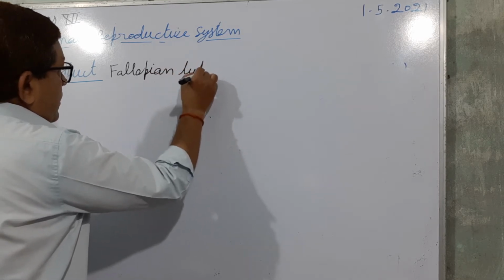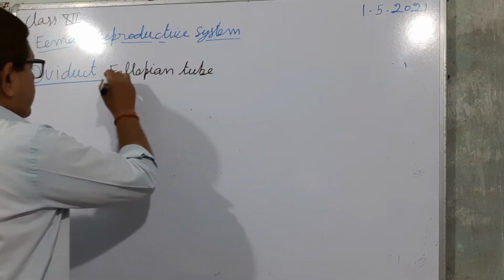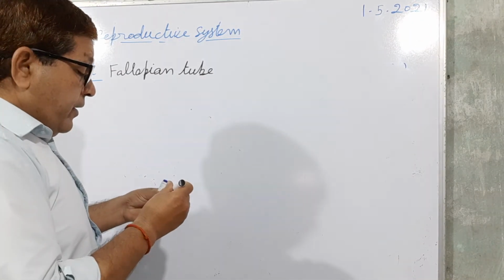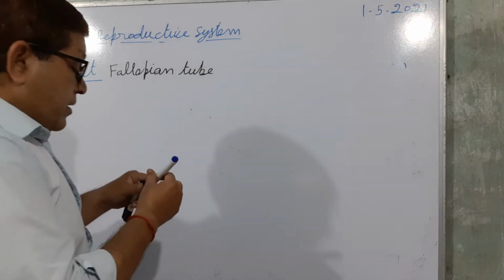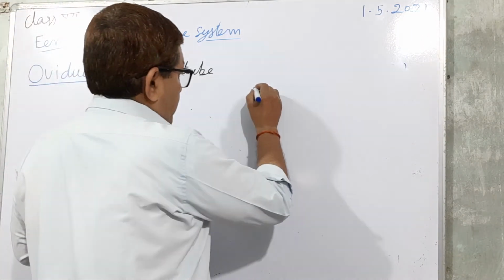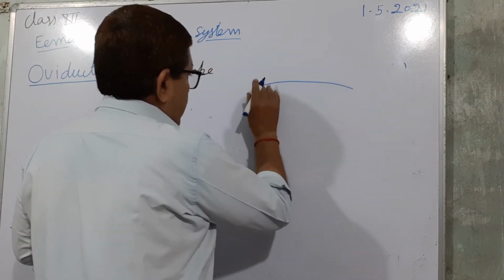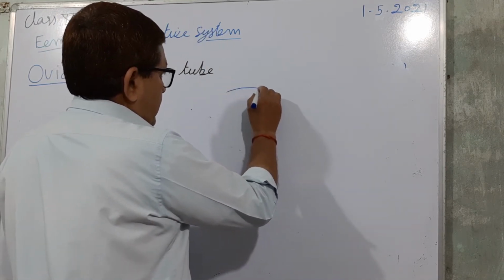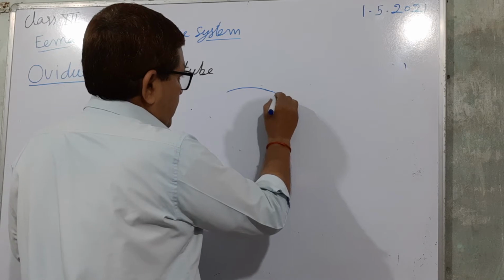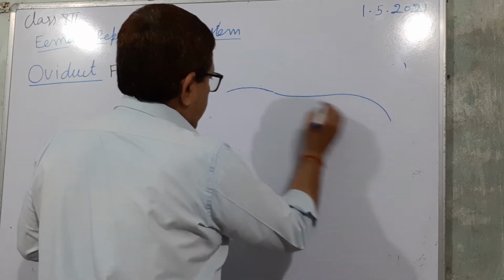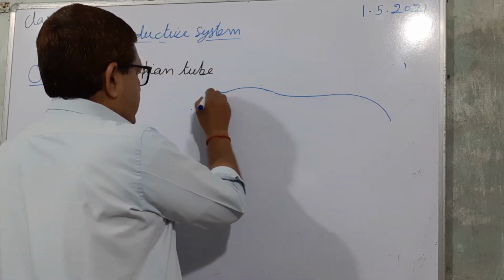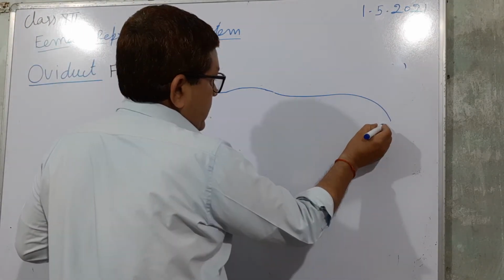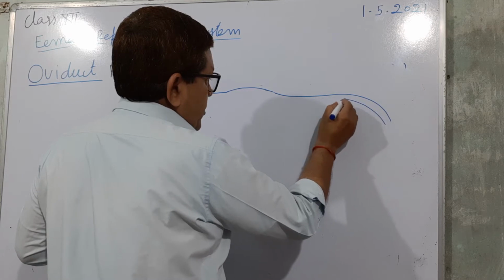Fallopian tube. So there are a pair of fallopian tubes when we studied about the structure of the female reproductive part to be studied. This structure we have to discuss here today, this structure only.